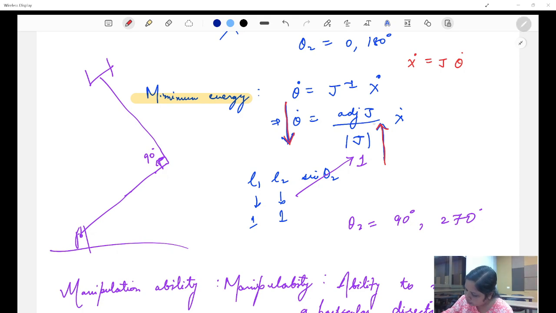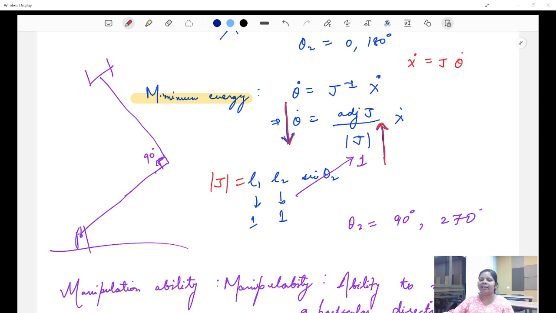When you solve this, your determinant is actually L1 L2 sin theta 2. L1 is a fixed quantity, we cannot change that. L2 is also a fixed quantity, it has a finite value. What we can maximize is sin theta 2. The maximum value of sin theta 2 is 1. And when is it achieved? At either 90 degrees or 270 degrees.